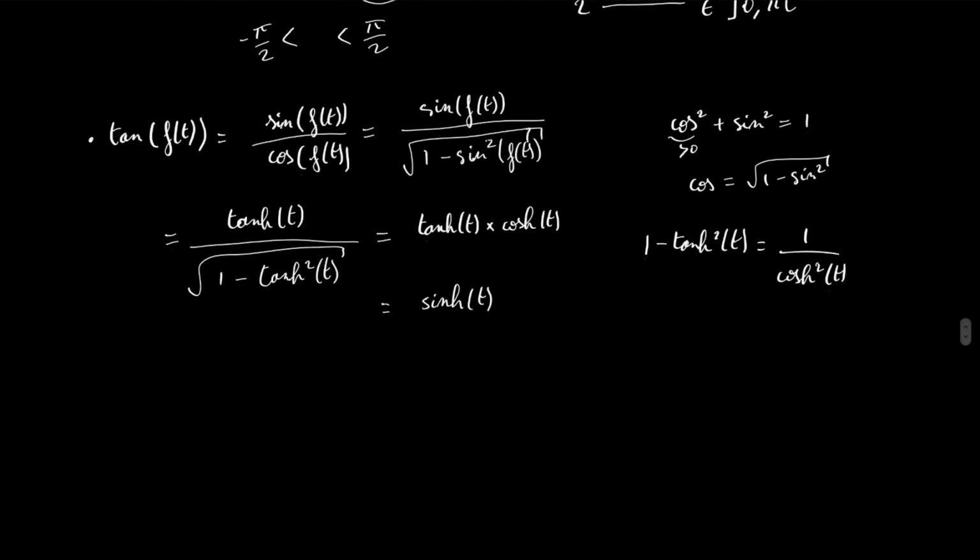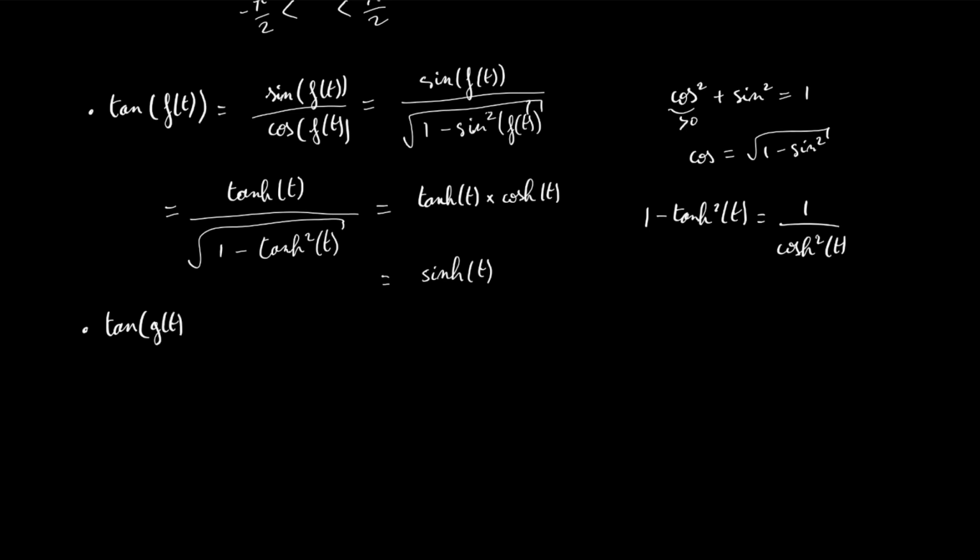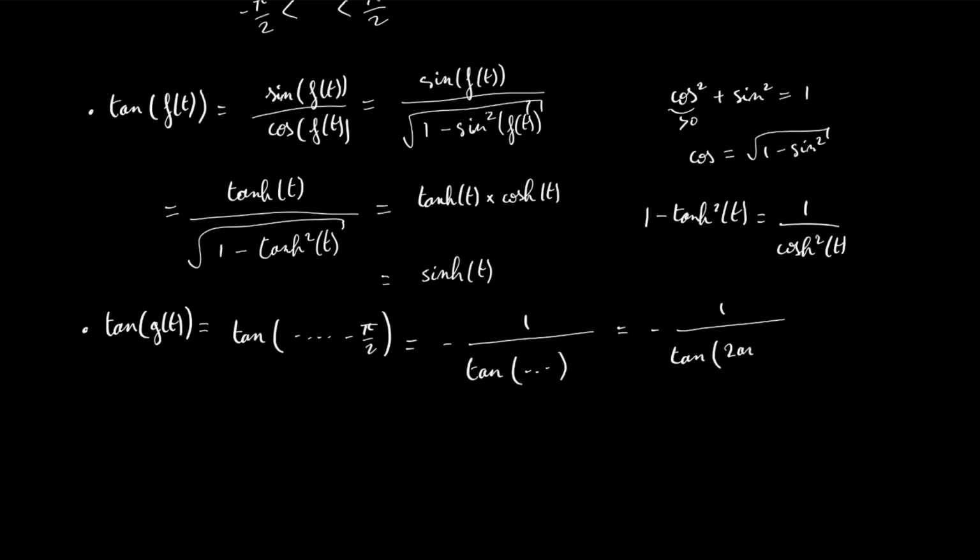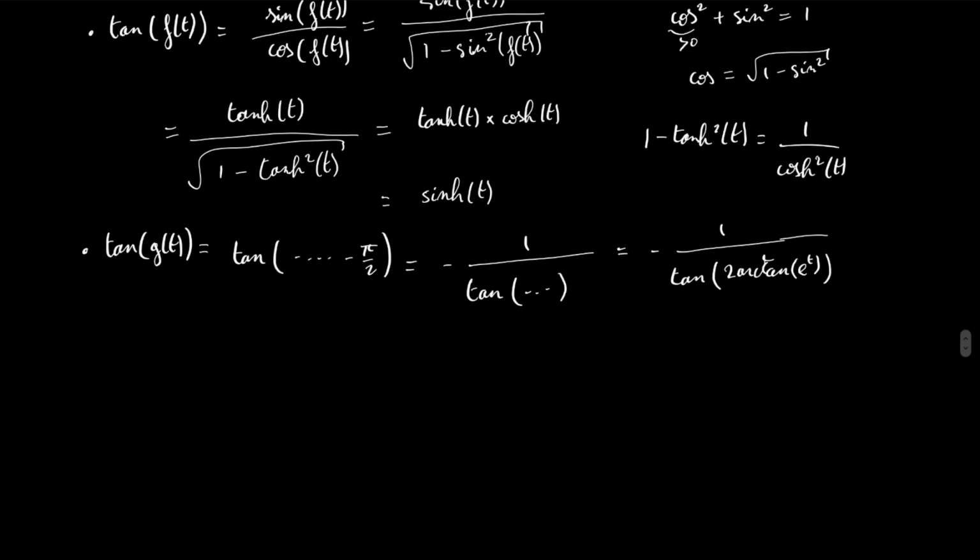Now let's calculate the tangent of g of t. This is equal to the tangent of something minus pi over 2, which is equal to minus 1 over the tangent of this something, that is equal to minus 1 over the tangent of 2 arctan of exponential of t. A well-known formula for tangent is that the tangent of 2x is equal to 2 tangent of x divided by 1 minus the square of tangent x.